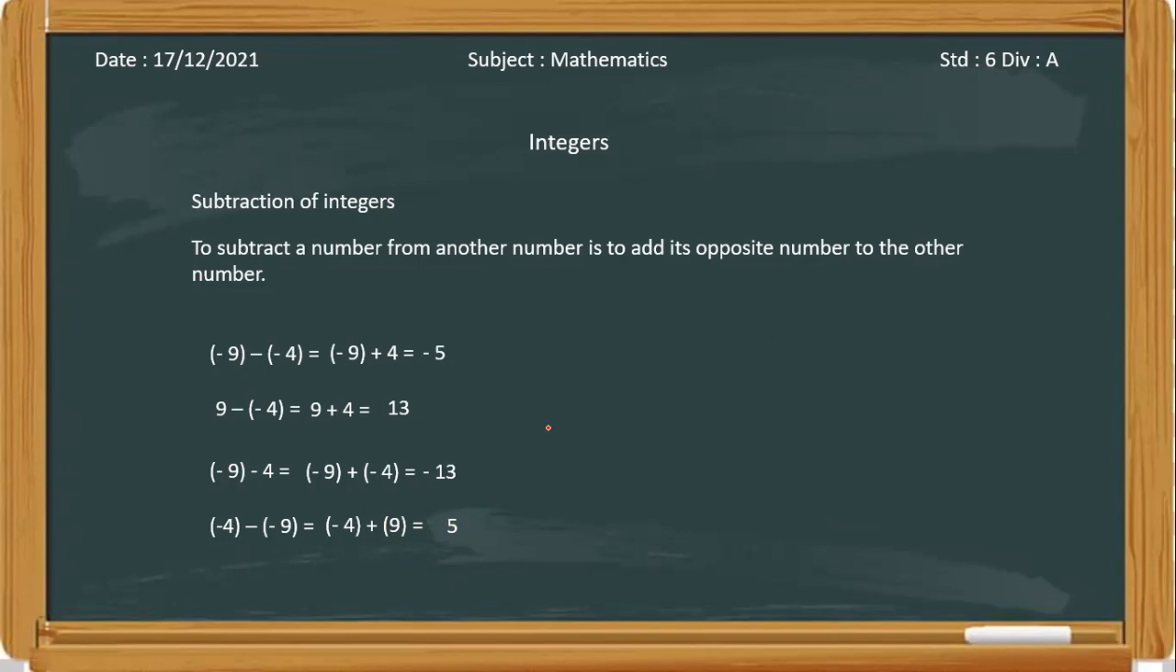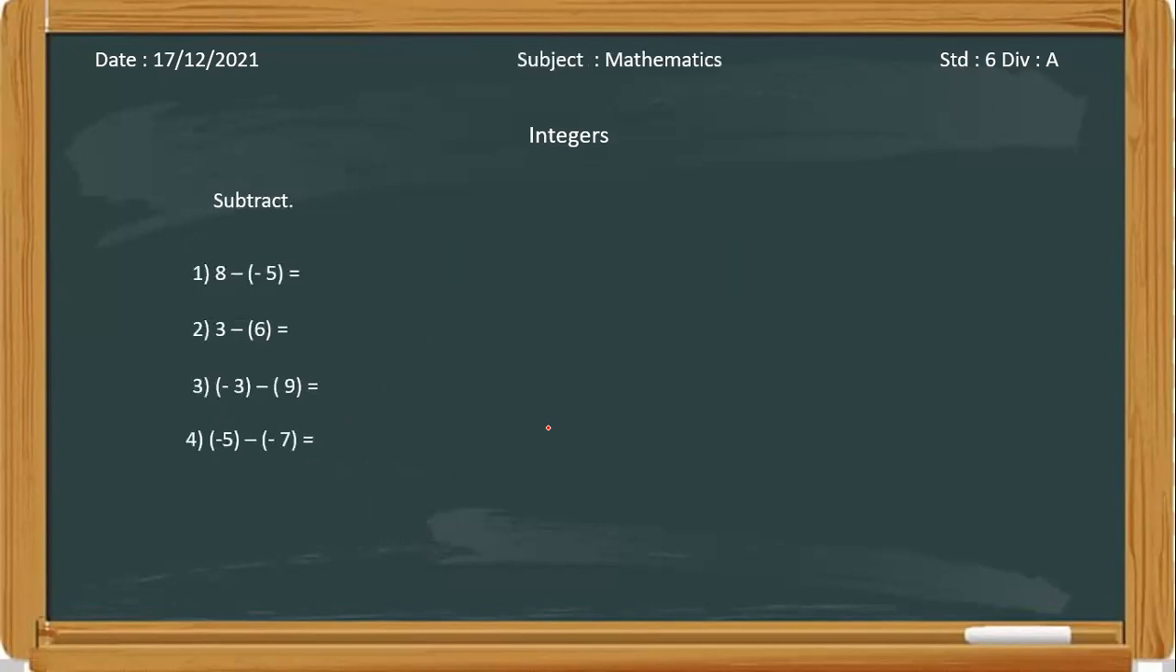Okay, so what we have done is we have converted the second number into its opposite number, and instead of the negative sign, we have written the positive sign, and we have applied the addition rules here. Okay, are you clear with this subtraction of integers? Yes, ma'am. Okay, so can you solve the sums based on this rule? So the sums are these. Please note down the sums and solve them and give me the answer.